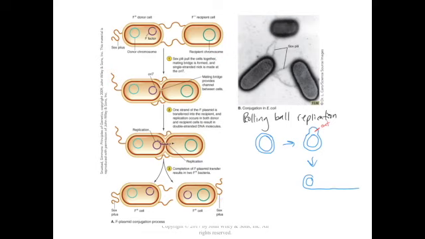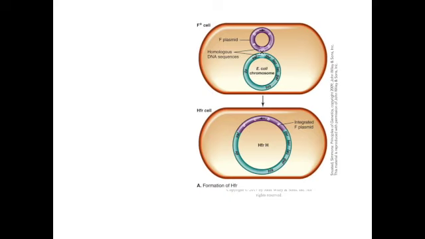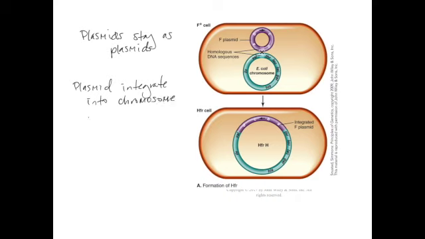Now, most often plasmids stay as plasmids. They stay as circular extrachromosomal pieces of DNA in the cell. But occasionally, those plasmids will actually integrate with the bacterial chromosome. And when this happens, we call it a recombination event because we are combining the plasmid with the chromosomal DNA.